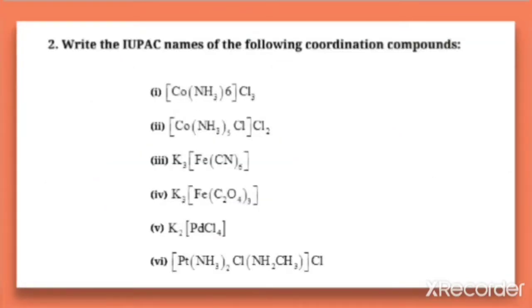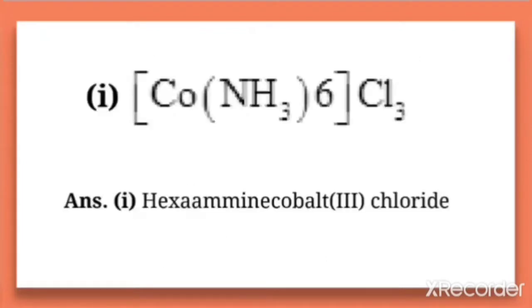Next we will be doing text exercise question number 2. The question is, write the IUPAC name of the following coordination compounds. We will do these problems one by one. First one, [Co(NH3)6]Cl3. We have to name this one. First of all, identify the type of complex. It is a cationic complex. Why? Because the counter ion is negative. Counter ion is negative means the complex is positive.